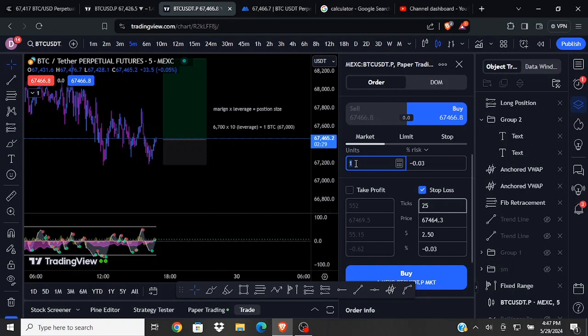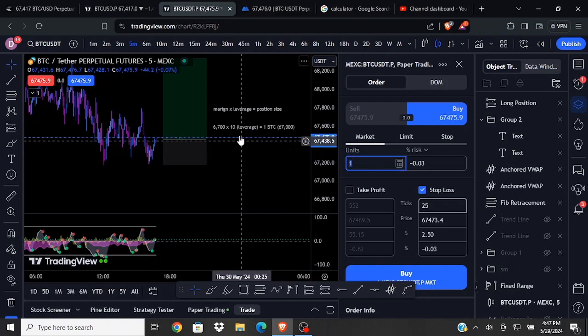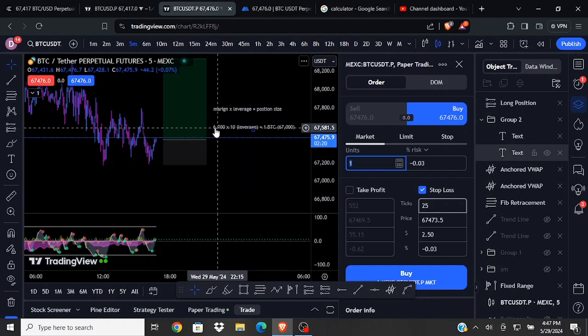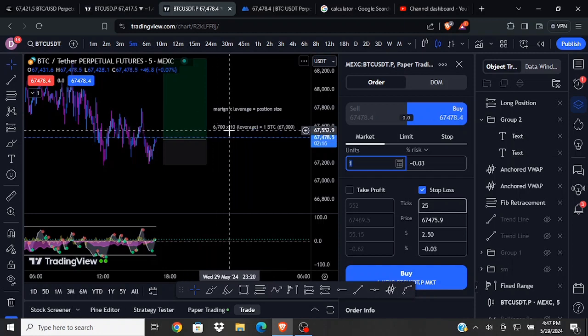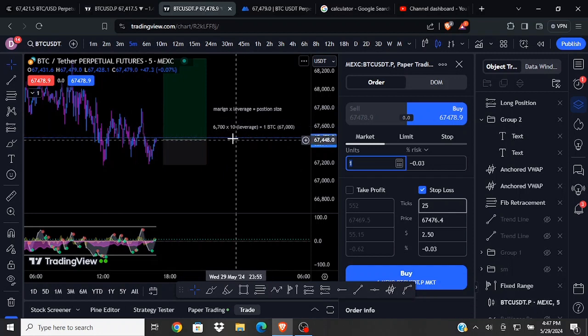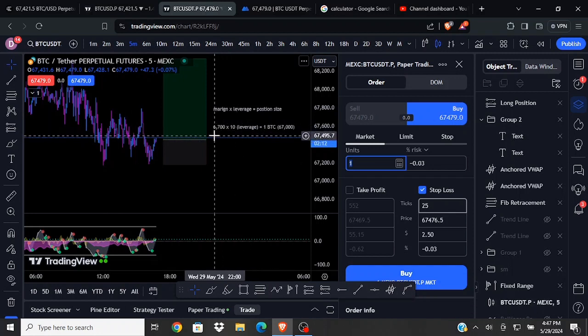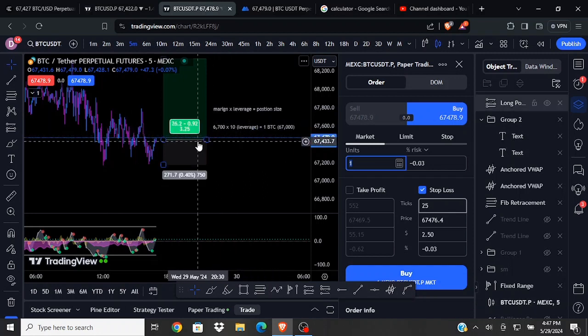And the reason I say leverage doesn't matter in this case is because if I'm opening a position worth 1 Bitcoin, it doesn't matter if I have 10x leverage and I'm using margin of $6,700, or if I have a margin of 100x and I'm using $670. It doesn't matter because I'm risking and gaining the same amount based on my position size.